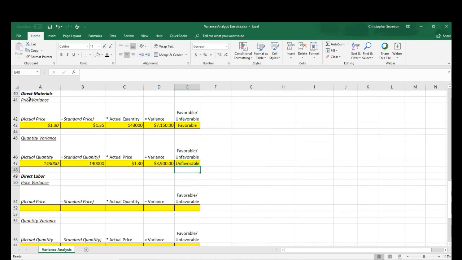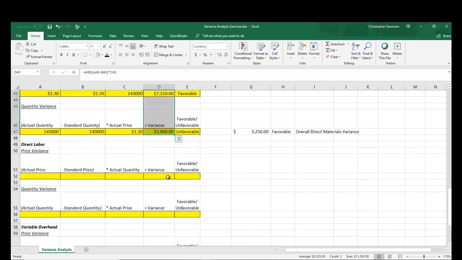Now, by the way, direct materials have a price and a quantity variance. So overall, if we take the 7150 minus the 3900, one's favorable, one's unfavorable. The higher one is favorable. So our overall direct materials variance is 3250. So we save more money by paying less per pound, even though we ended up using more pounds than expected. It's still favorable. It's still net favorable.